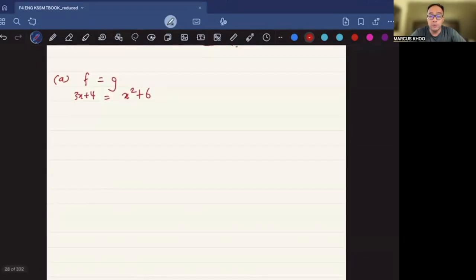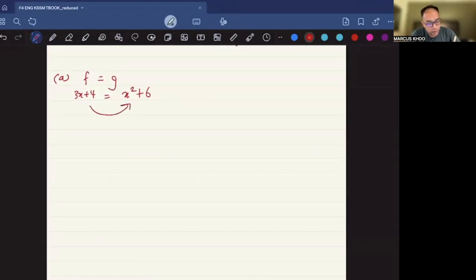Then this will bring us to finding the values of x. We have to solve the equation. So let me move everything over here. 0 equals x squared plus 6 minus 3x minus 4. Let me simplify this a little bit. 0 equals x squared minus 3x. 6 minus 4 will give you plus 2.